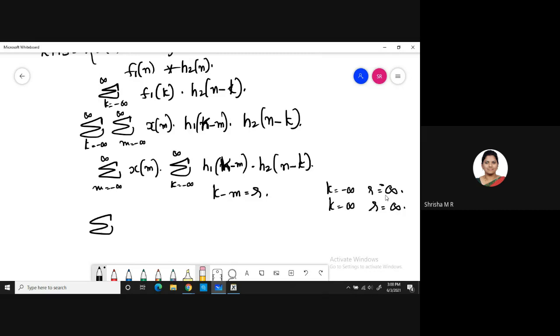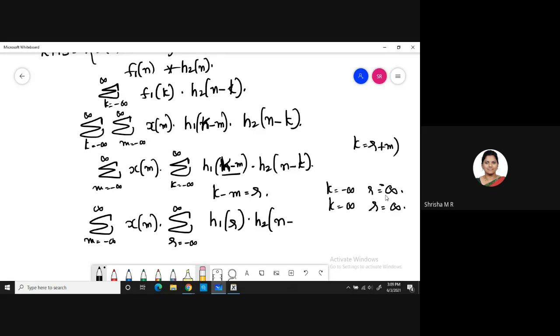So summation m equal to minus infinity to infinity x of m into summation r equal to minus infinity to infinity h1 of r, I am replacing k minus m with r, into h2 of. What is k here? k is equal to r plus m. So h2 of n minus r minus m. Got it, everyone?